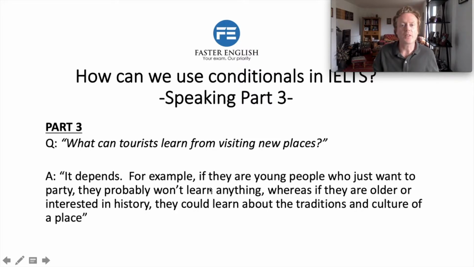So that's one conditional sentence. We link it to another using whereas to show contrast. Whereas, if they are older or interested in history, they could learn about the traditions and culture of a place. So we have a long sentence that joins 2 conditionals using whereas. So we have 4 clauses together: the if clause here and the main clause, another if clause and another main clause, creating an excellent complex sentence.